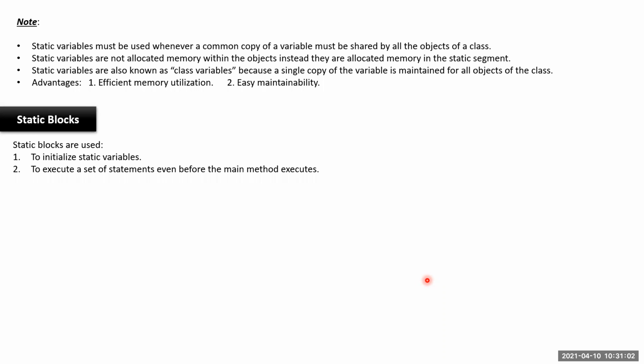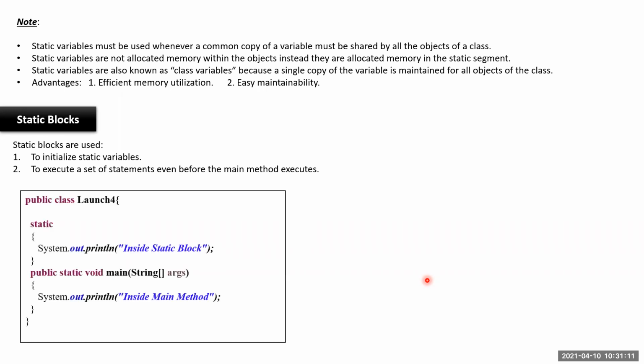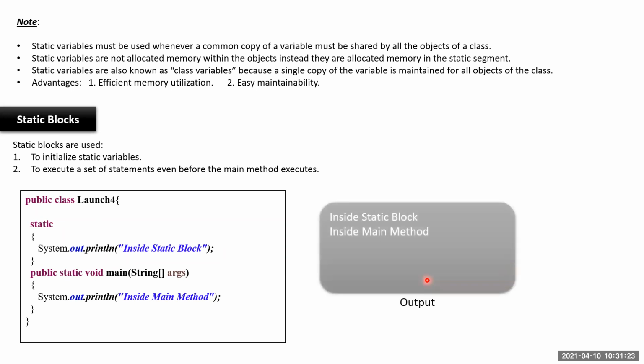And because the static block executes before the main method, we can use it to execute a set of statements before the main method. Just to showcase it to you, let's assume this is a program where I have written a static block. I have written the main method. You will notice the output is inside static block first and then inside main method. See, the output is inside static block and then inside main method.